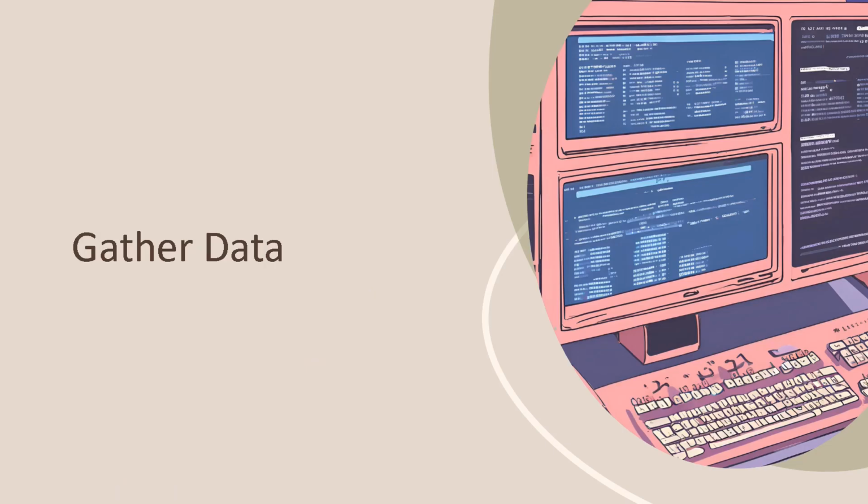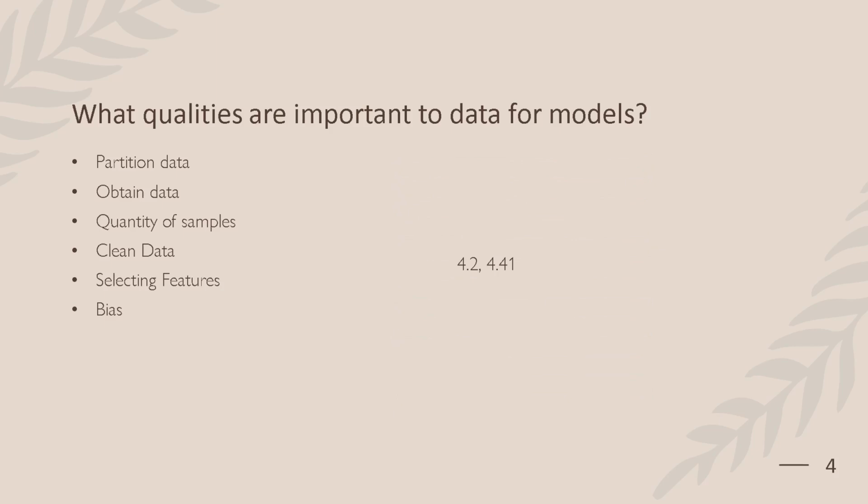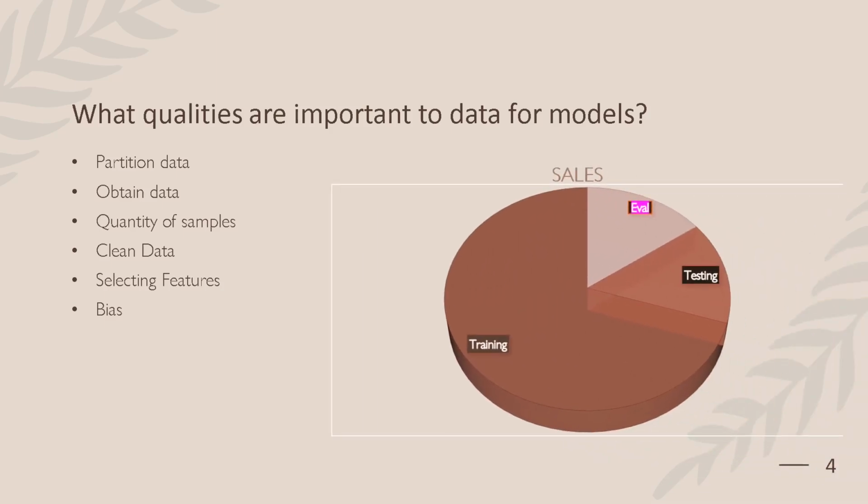How do we gather data? What qualities are important to data for models? And this covers 4.2 and 4.4.1. We're going to talk about partitioning data, how there's an eval, a testing, and a training. The eval basically means that when you finish all the training, you see how well it does on data that it hasn't seen before. The testing is for the end of each epoch and how well it does. And then the training is for changing all the weights on the models.